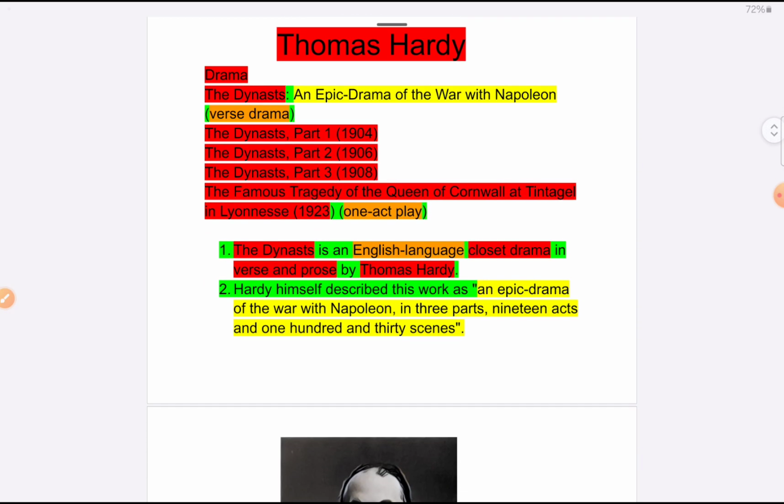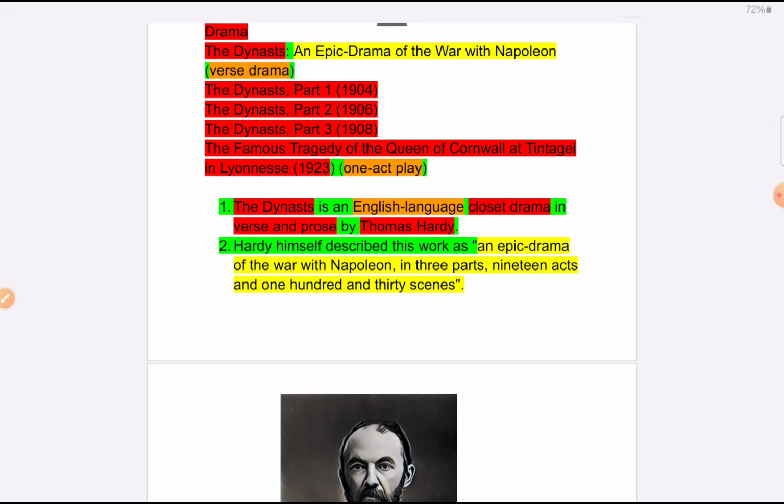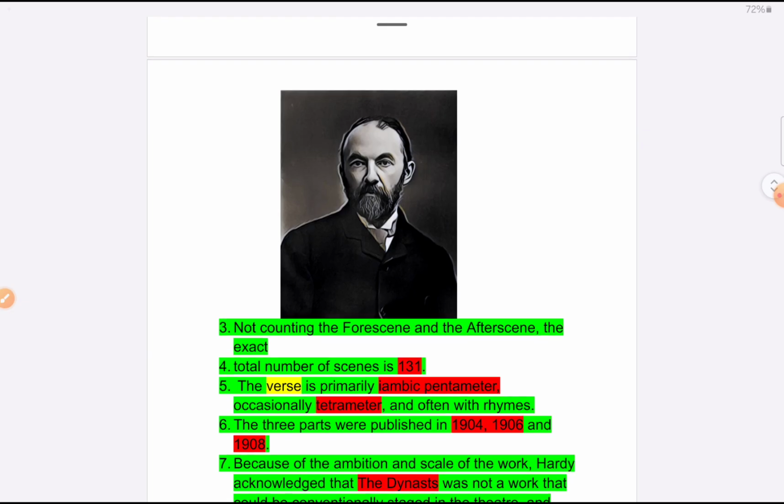So here we will have some information about The Dynasts. It is an English language closet drama in verse and prose by Thomas Hardy. Hardy himself describes The Dynasts as an epic drama of the war with Napoleon in three parts, 19 acts, and 130 scenes, not counting the fourth scene and the after scene. To be exact, the total number of scenes is 131.